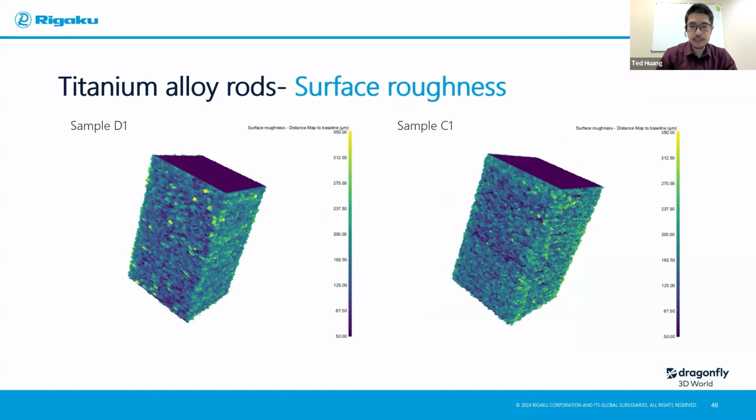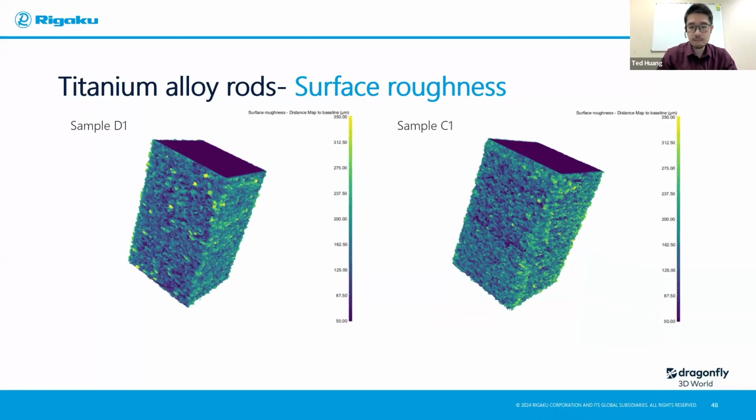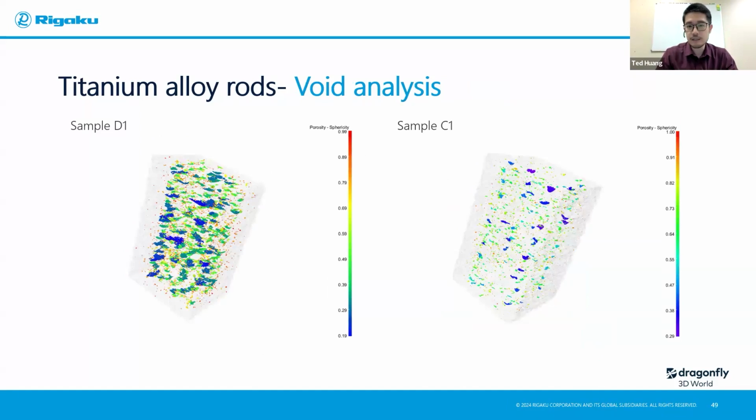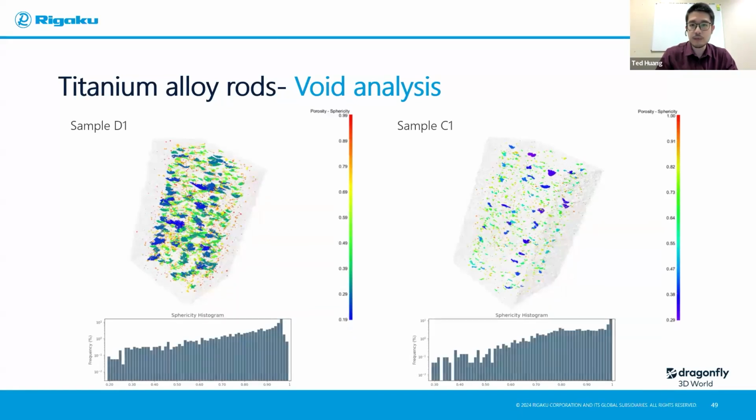And this page is just a static comparison between sample D1 and C1. They're both printed using the same material, just different printing parameters. And again, if you don't like just the visualization of the 3D graphs, you have the distribution in 2D as well. And here is the porosity or void comparison. You can see there's definitely a very huge difference in terms of the porosity you're expecting using different printing parameters from D1 to C1.